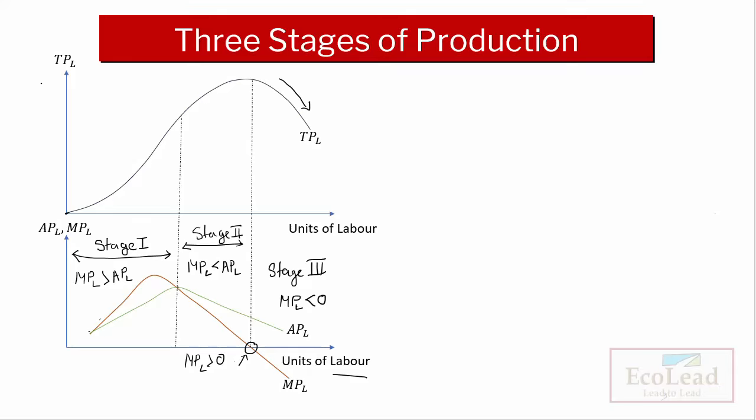And let us consider the boundaries. The boundary between the first stage and the second stage is the point where MPL equals APL and APL is at the maximum. And what is the boundary between stage 2 and stage 3? The boundary line is where the MPL is equal to 0.